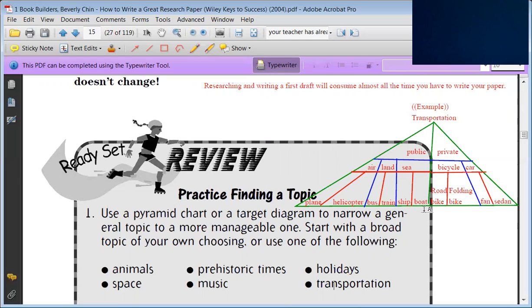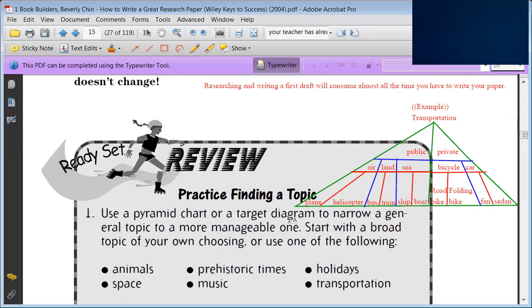So we have trimmed the topic down to take a limited one, to take a topic that we can handle and write about. Transportation is in general a very general topic. So we have divided it into smaller topics, and then we become able to choose the right one.